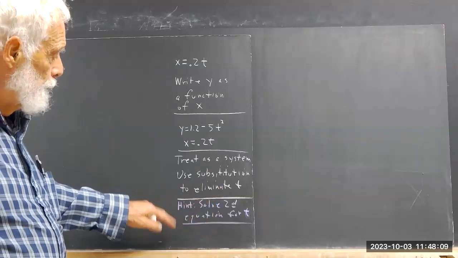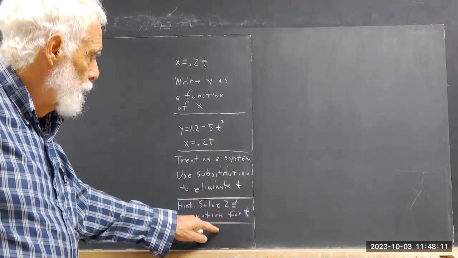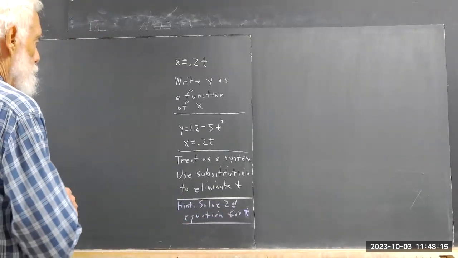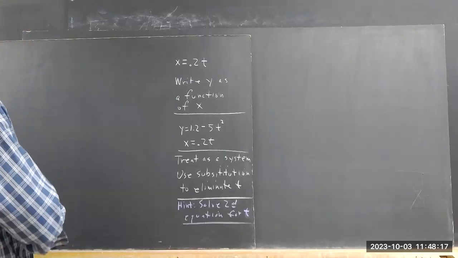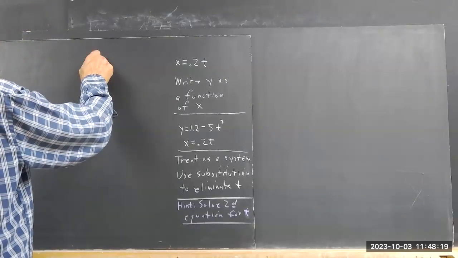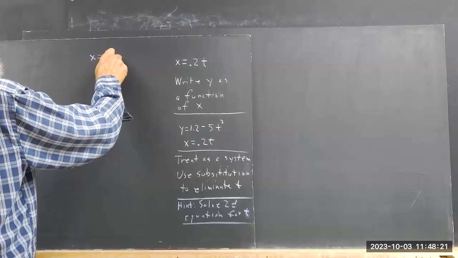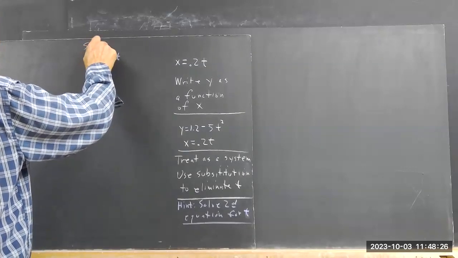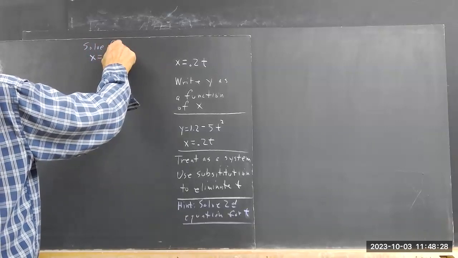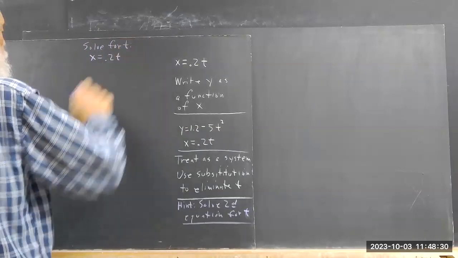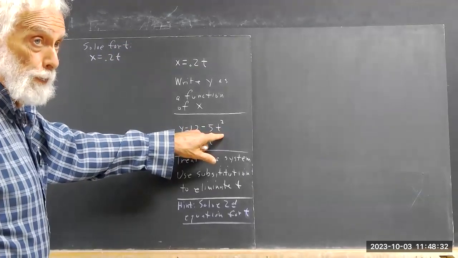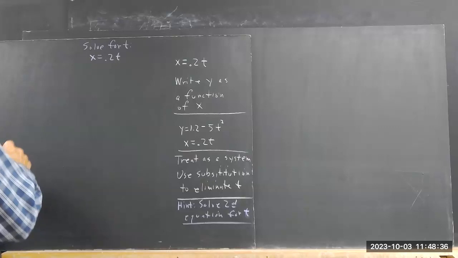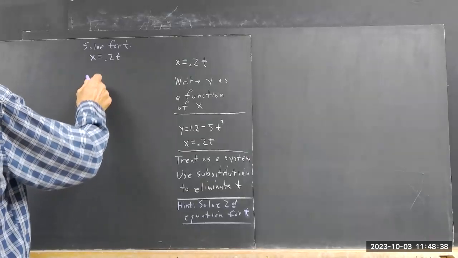So I gave you the hint. Solve the second equation for t. Okay. So we get... and we could have solved the first equation for t, but the second equation gives us a simpler solution. So we have x equals 0.2t.